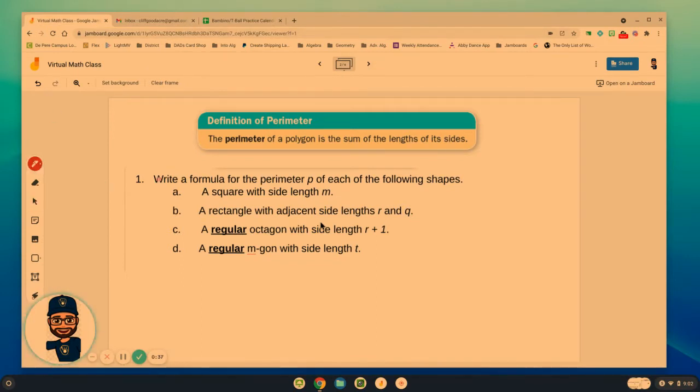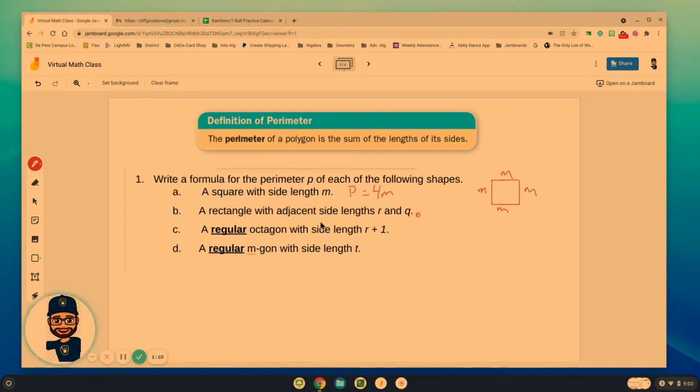So for example, letter A, write a formula for the perimeter P of each of the following. A square that has a side length of m. So if I've got this square over here, where each side length is m, so m and an m and an m and an m, we would add them all up. M plus m plus m plus m, or the perimeter equals 4m's, 4 times m.